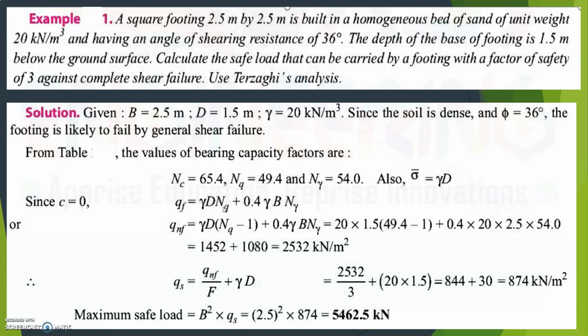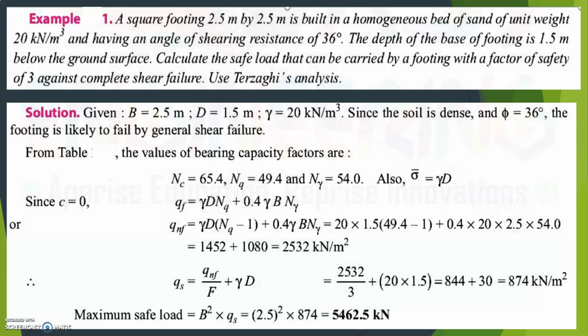NQ, what is this NQ? N gamma, these are Terzaghi's bearing capacity factors. This you have to get from the table. I have given one table for different phi values. For that particular phi value you have to take what is NQ and what is N gamma. So here the angle of shearing resistance phi is equal to 36 degrees. For that particular 36 degree, what is NC, what is NQ, what is N gamma? Those three bearing capacity factors you have to take.